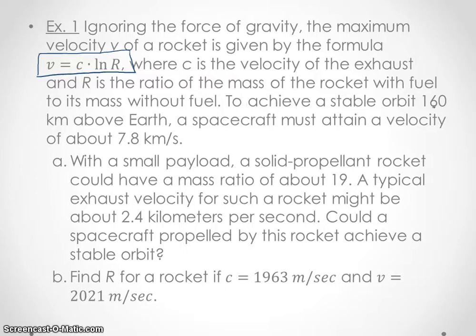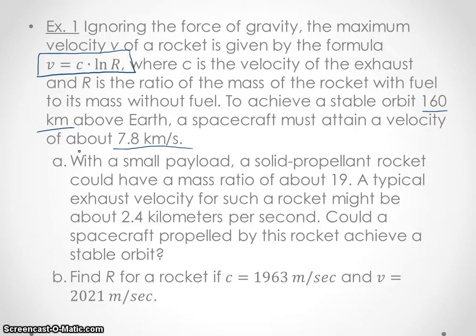So to achieve a stable orbit of 160 kilometers above Earth, a spacecraft must attain a velocity of about 7.8 kilometers per second. So I'm also going to underline those numbers because typically numbers are important when we're doing a math problem. Okay, I know this is kind of a lot to take in, but we have our formula here. This v is for velocity. The c is the velocity of the exhaust, and then the natural log r is our ratio of the rocket with fuel versus the rocket without fuel. Okay, so those are what all our variables are.